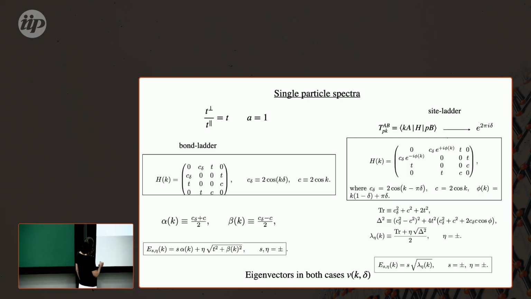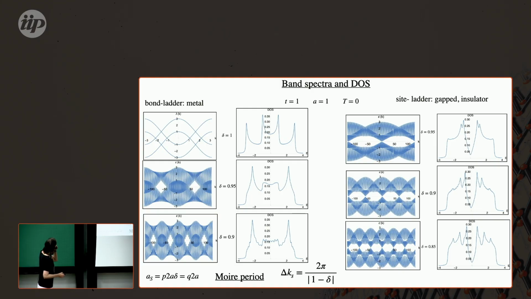So this is just the Hamiltonian of the bond ladder. We set T perpendicular divided by T parallel equal to T, a equal 1. So this is the Hamiltonian, this is the spectra. And for this one, almost the same, but the phase there, this is bottom chain, top chain, again same thing. Again, the spectra. Eigenvectors in both cases depend on delta. So I just diagonalize that Hamiltonian, both of them.